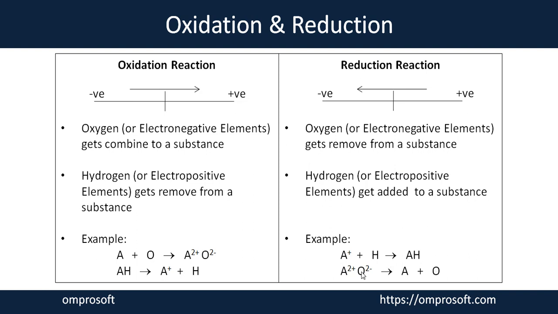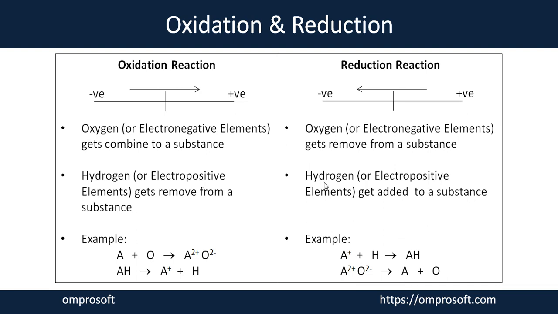So whatever electrons were given to the oxygen come back to the A, and automatically it gets reduced. Here you can see the A has a +2 charge, but after losing the oxygen, the 2 electrons come back to the A and its charge becomes 0. Plus 2 to 0 means it has moved towards the negative direction. That's why the A substance gets reduced itself.